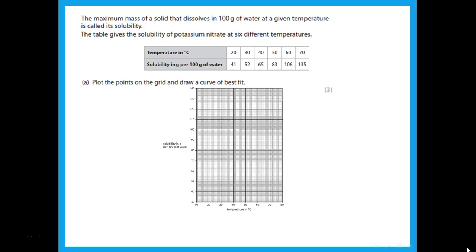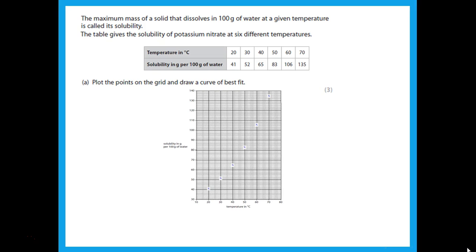So if you sit down and plot this, your graph should look like this. Tiny little x's where the temperature and the solubility meet. You know how to draw that, right? And then, once you have plotted the points, you cannot leave them like this. You have to join them.